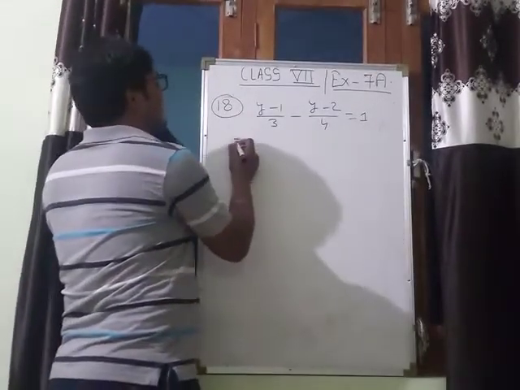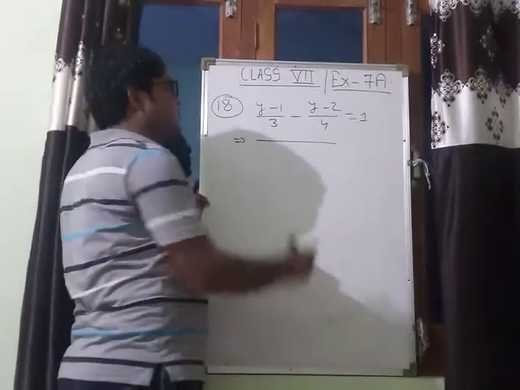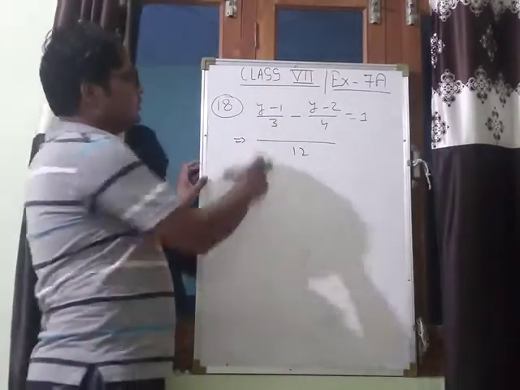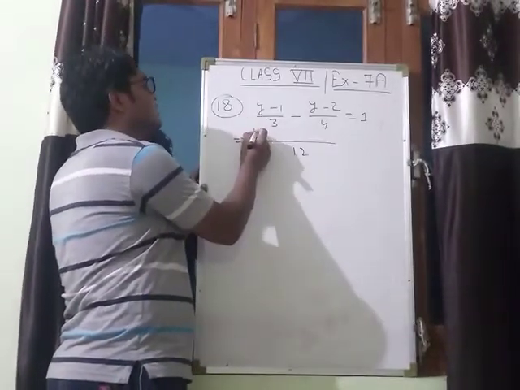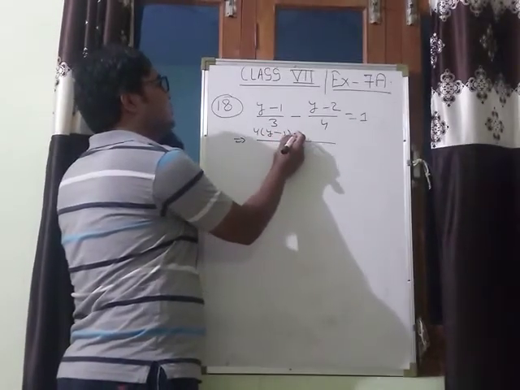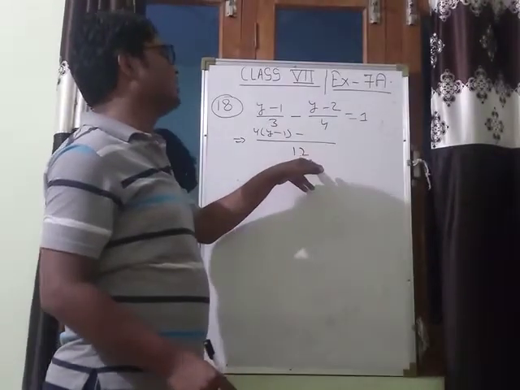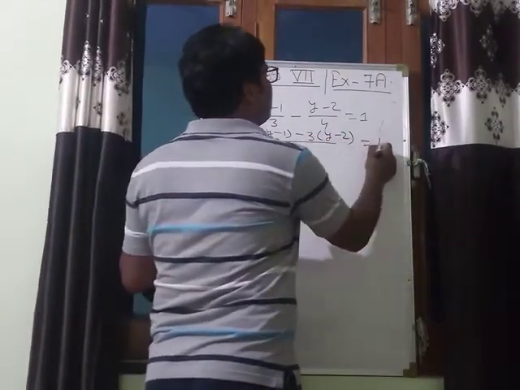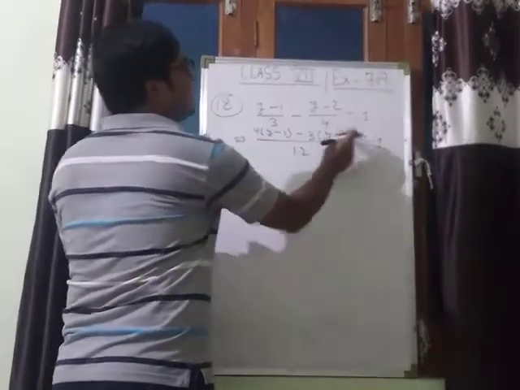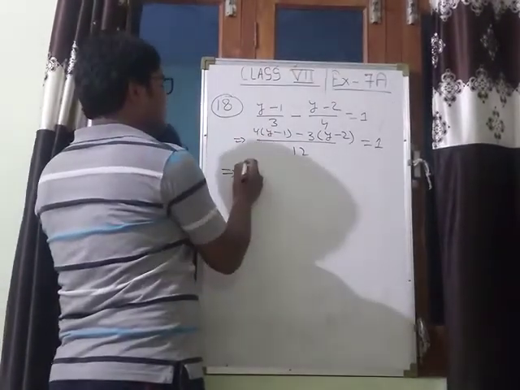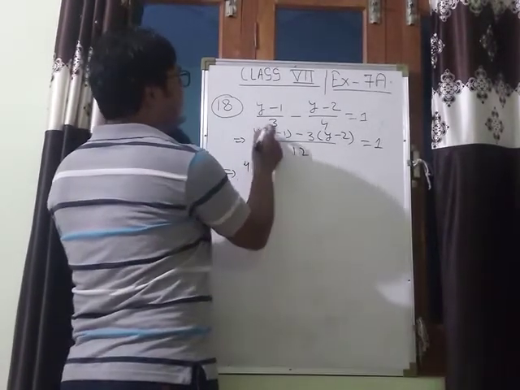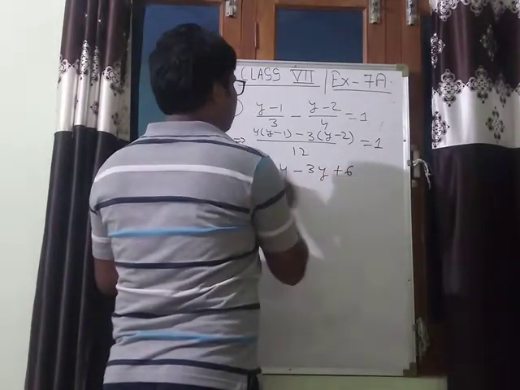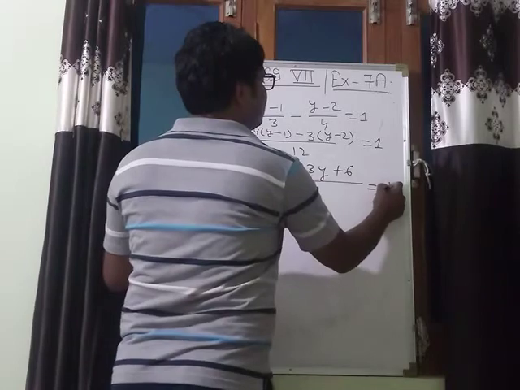Okay, so see, what will be the LCM of 3 and 4? That is 12. Now 3 fours are 12, 4 into its numerator, 4 into y minus 1 minus, here 4 threes are 12, and 3 into its numerator, 3 into y minus 2, that is equal to 4. Now open this bracket. What we have? 4 into y, that is 4y minus 4 into 1, 4, minus 3 into y, 3y, minus minus plus, 3 twos are 6 upon 12, that is equal to 1.